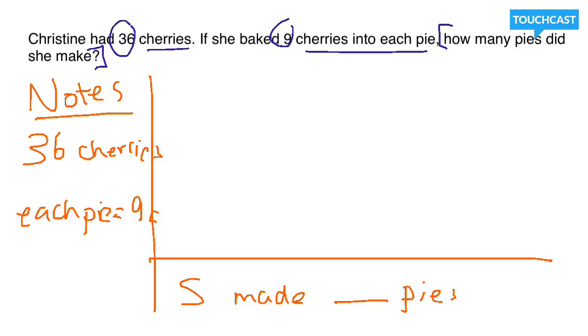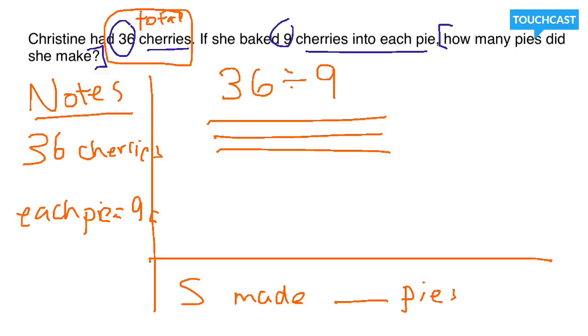So now I want to think, do I know the total or do I want to solve for the total? Let's look. So I can see that Christine has 36 cherries in all, so that is the total. So if I know the total, do I multiply or divide? I divide. So 36 divided by 9. So I'm going to solve it right now.